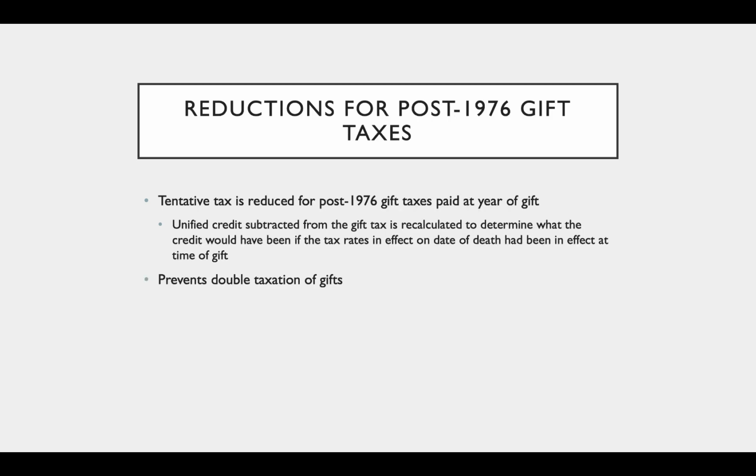All right, and then that tentative tax that we calculated is going to be reduced for post-1976 gift taxes paid at the year of the gift. And we do that as follows. The unified credit subtracted from the gift tax is recalculated to determine what the credit would have been if the tax rates in effect on the date of death had been in effect at the time of gift. This step is going to prevent double taxation of gifts. The unified credit for taxpayers dying in 2018 is $4,417,800, and it's indexed annually for inflation.